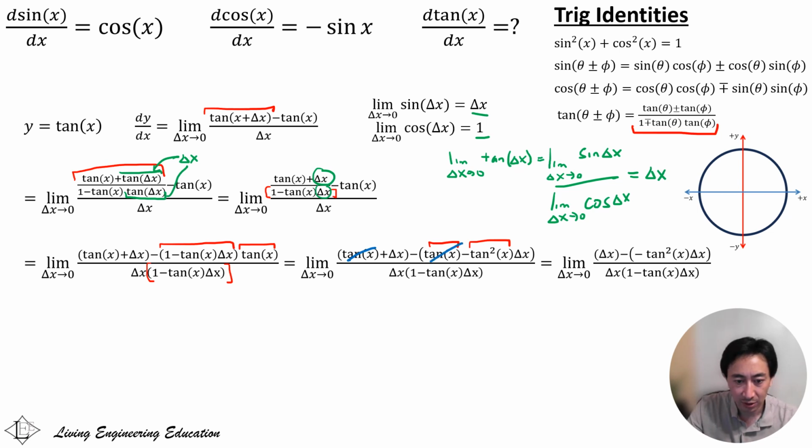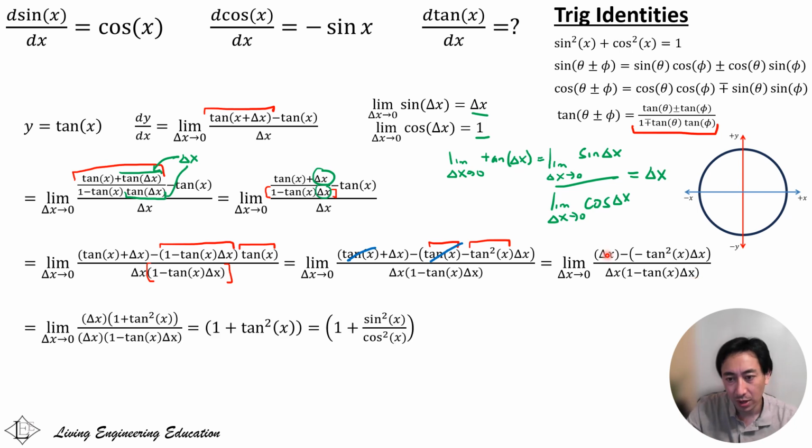And I'm left with a delta x minus a negative tan squared x delta x in my numerator. But my denominator still has a delta x times 1 minus tan x delta x. Okay, so how can we clean this up a little bit? I can pull out delta x, right? So this delta x and this delta x give me delta x times quantity 1 plus tan squared x, right? So 1 from this term plus, because minus times minus, tan squared x. That's where this numerator comes from. I haven't done anything to the denominator yet.